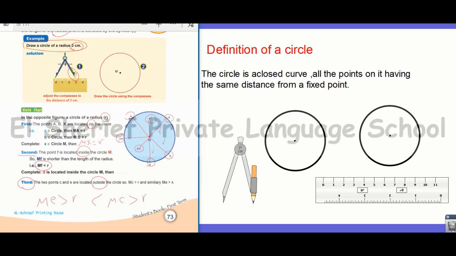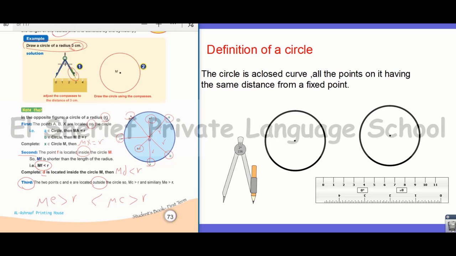The second, the point inside the circle. We have point F inside the circle. If we draw a line segment from M, the center, to point F, we notice that MF is less than the radius. And we have point D located inside the circle. So MD is also less than the radius.